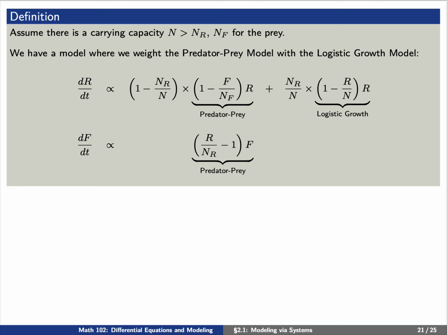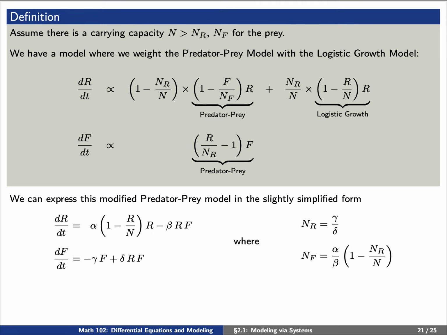So let's say that we have two real numbers between 0 and 1, which we'll write as 1 minus n sub r over N and n sub r over N. These are two positive real numbers that sum to 1, and now we'll have a weighted average of the predator-prey model and our logistic growth model. We're only doing this for the prey, for the rabbits. We're not doing this for the foxes.